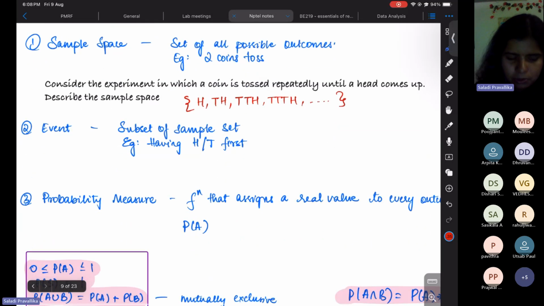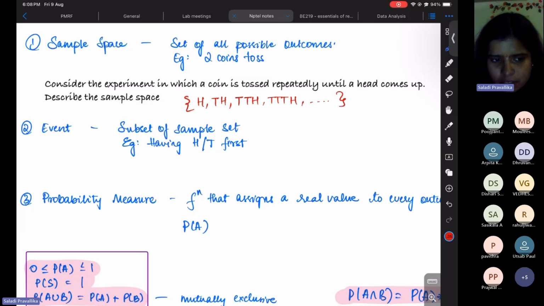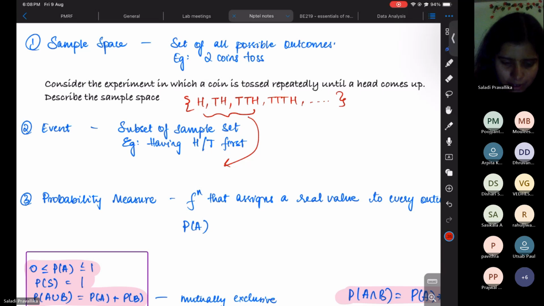Okay. So then we'll take something called an event. So an event is a small subset of the complete sample set. So in this case, maybe I'm saying I'm going to toss it 3 times and I'm just going to take only this small part here. I'm going to toss only 3 times and then I should be able to get a head. Then what is the sample space, right? So it is a small subset of this entire sample set that I have. So that is called an event.